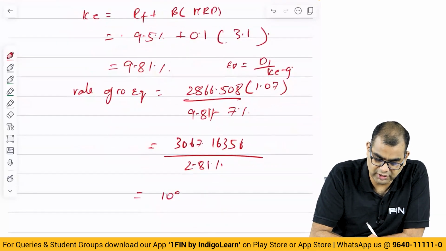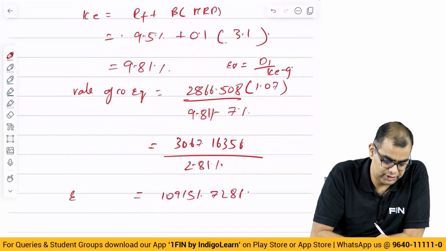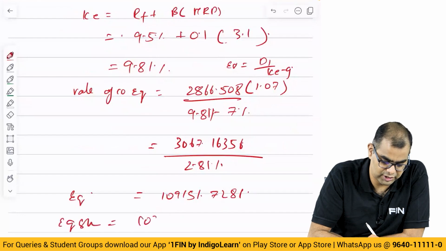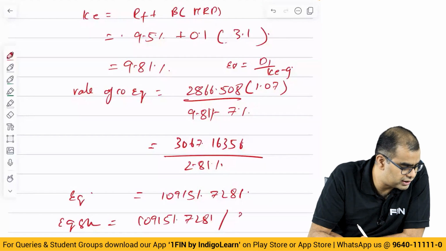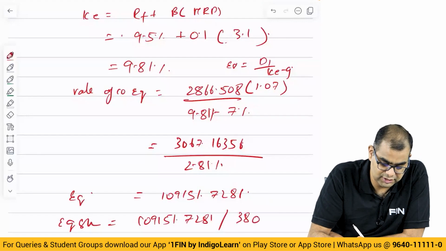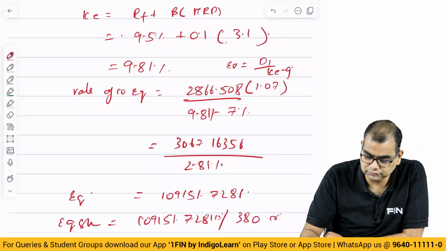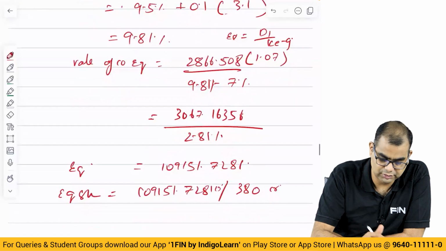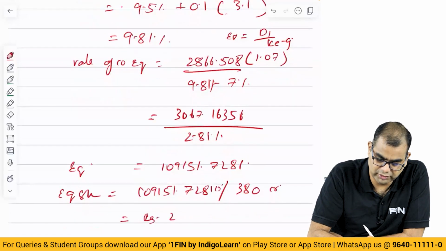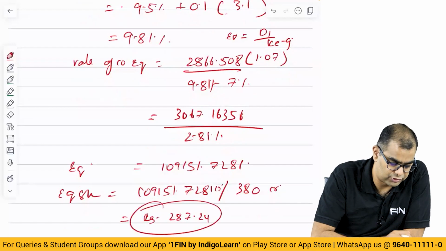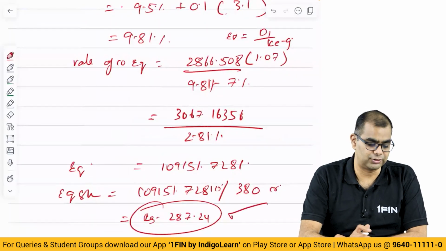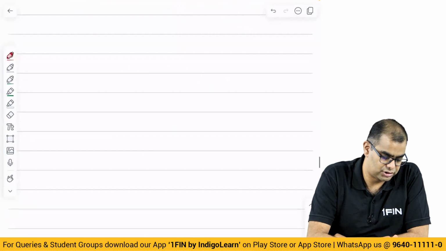That is equal to 109151.7281. Equity share value is 109151.7281 divided by 380 crores. All this is in crores. That's equal to rupees 287.24. The answer is 287.24. Now we finished question 2.